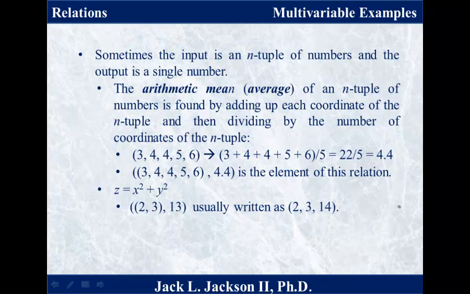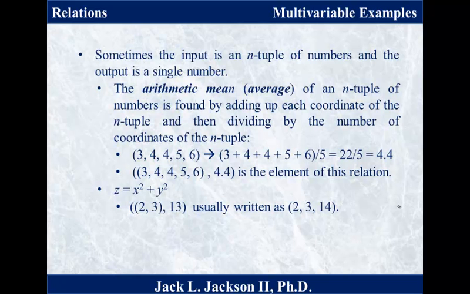Okay, a couple other multivariable examples. Sometimes the input is an n-tuple of numbers and the output is a single number. For example, the arithmetic mean or average of an n-tuple of numbers is found by adding up each coordinate of the n-tuple and then dividing by the number of coordinates. So the input could be the ordered pentuple 3, 4, 4, 5, 6, and the output is the average of those numbers, 3, 4, 4, 5, and 6, which is 3 plus 4 plus 4 plus 5 plus 6, and then divide by 5 to get 4.4.